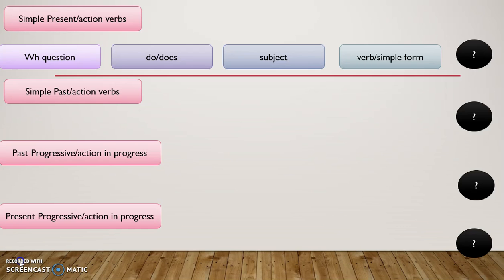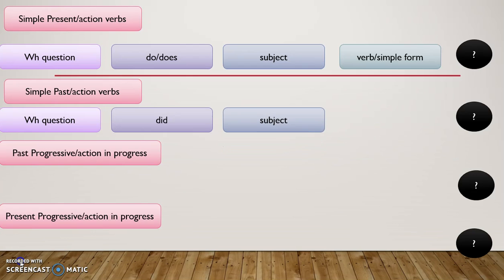For simple past with action verbs, you are going to have the WH question, the auxiliary did, the subject, and the verb in simple form. Remember not to use the verb in past because did is already the auxiliary that provides the tense, so it's not necessary.